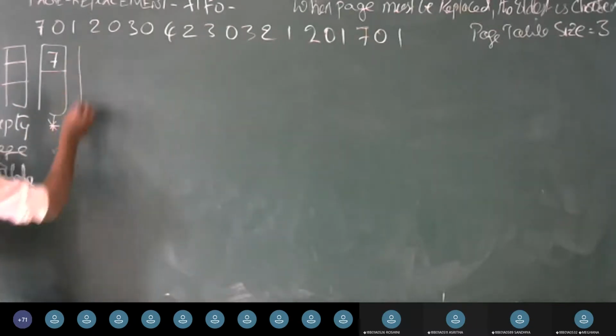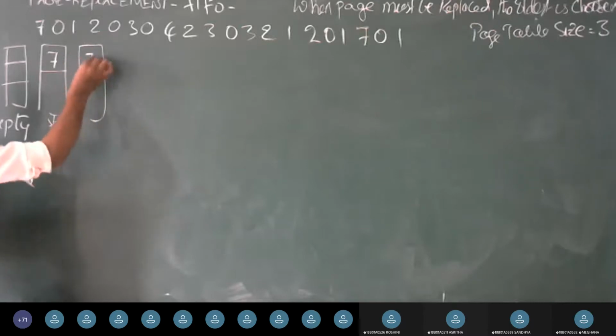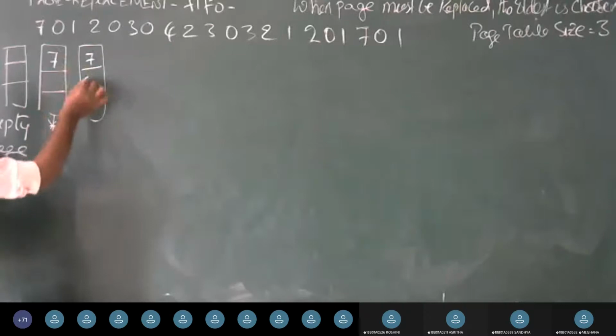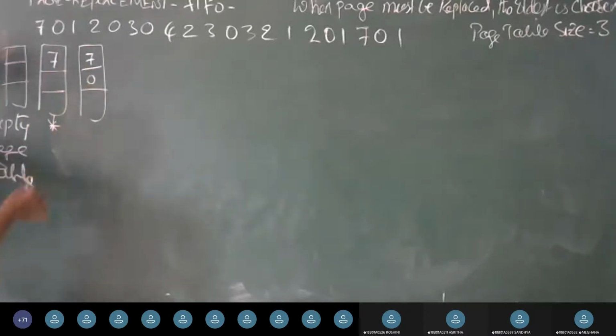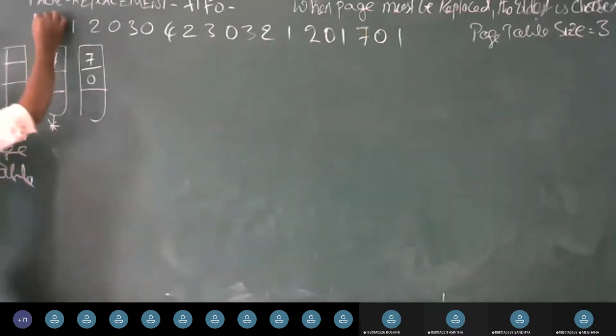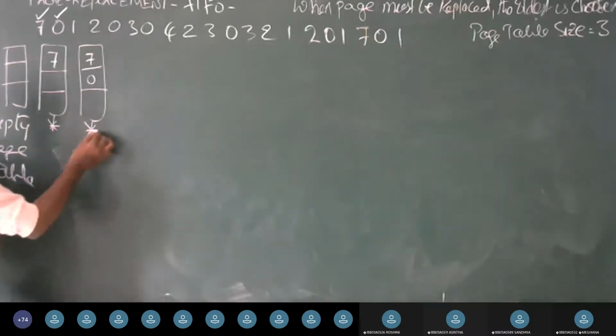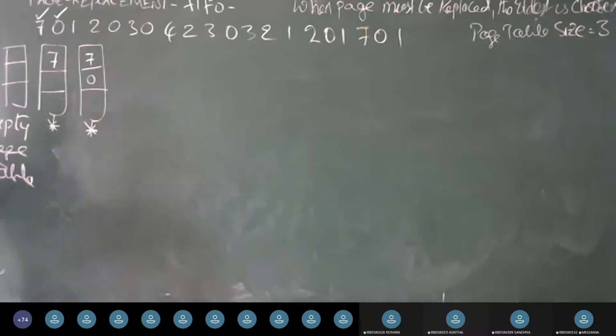Next, I was searching for 0, and 0 was not in the page table. So it was accommodated, and now one more page fault is here. I am going to fit it into the page table. Again, one more page fault is going to be raised.